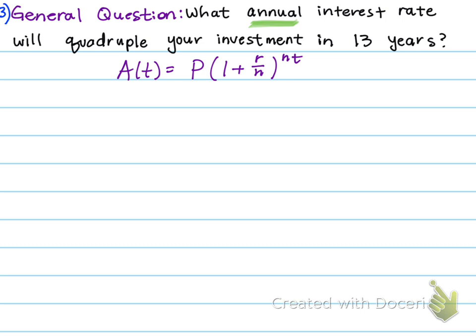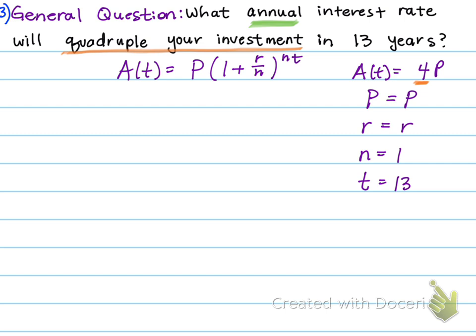Okay, so things that we know. We know that our A of T is going to be 4 times the principal because it said quadruple your investment. Quadruple your investment means 4 times the initial investment. We know P is P. It's the initial investment. R is what I'm going to search for. Annual means that N is 1. And T, they told us the amount of years. We got 13. So now we're going to solve for what annual interest rate would quadruple any investment, whatever it is, within 13 years.